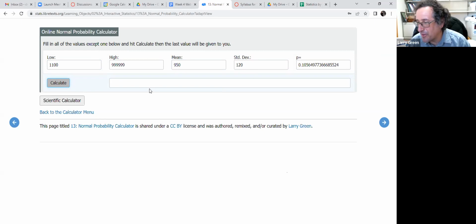What do you think? As a business person, would you be okay with this? If there's over a 10% chance you're going to turn customers away and tell them sorry? Yeah, probably not. So you probably need to go and get some more ice cream, however that can be done. Okay, so the probability is about 0.1056.